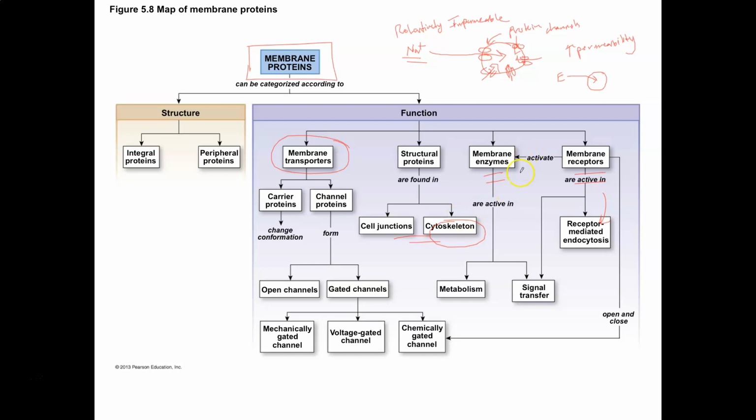Membrane enzymes would be involved in metabolism. They might be catalyzing a reaction for chemical signaling. We'll look at something called adenylate cyclase later on in videos where that enzyme is embedded in the membrane and it's used to make something called cyclic AMP. Okay? We also have membrane receptors.